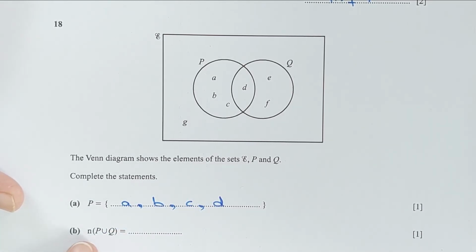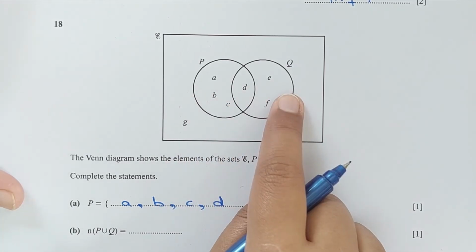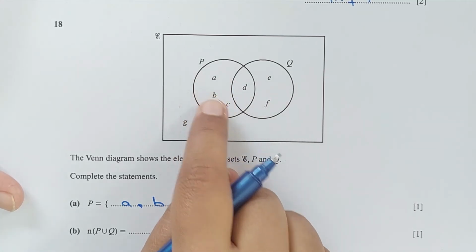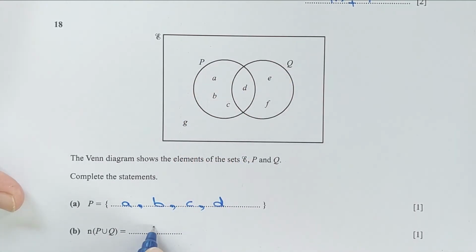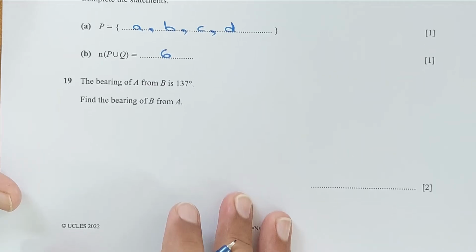Okay, now for part B, the number of elements in P union Q. So P union Q, how many elements are in P union Q? 1, 2, 3, 4, 5, 6. 6 elements are in P union Q.